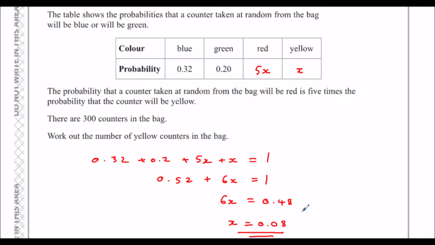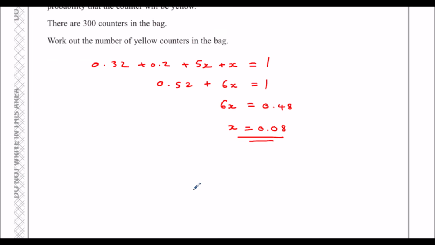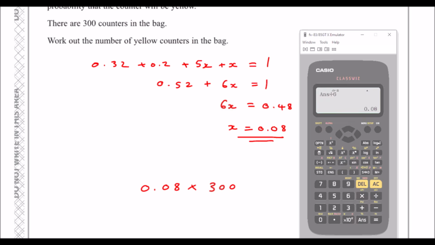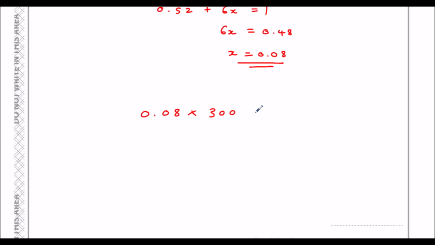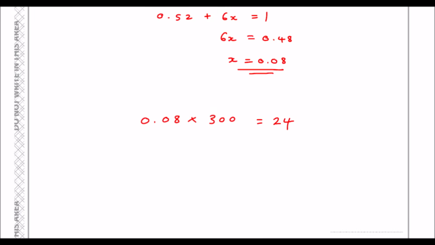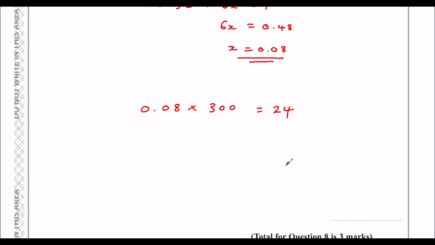So 0.08 of the counters are yellow. There are 300 in total, so times by 300, and that will tell us how many yellow counters there are. There are 24 yellow counters. So 0.08 is like 8%, so 8% of the counters are yellow. So 8% of 300 is 24.